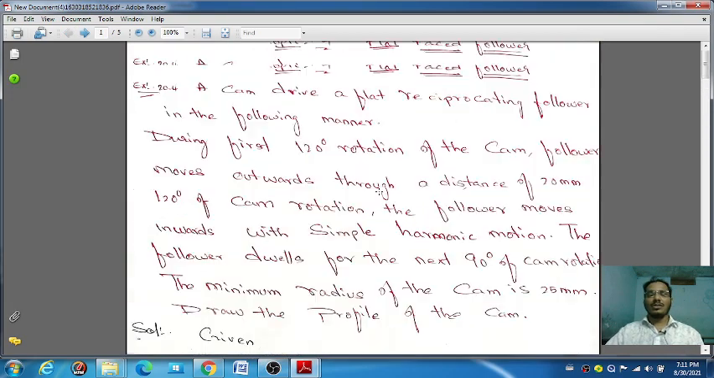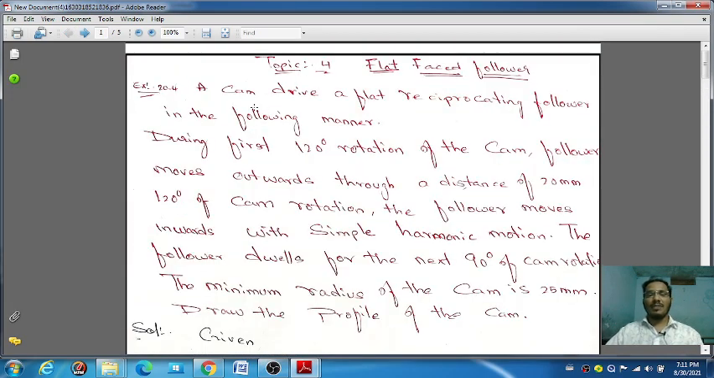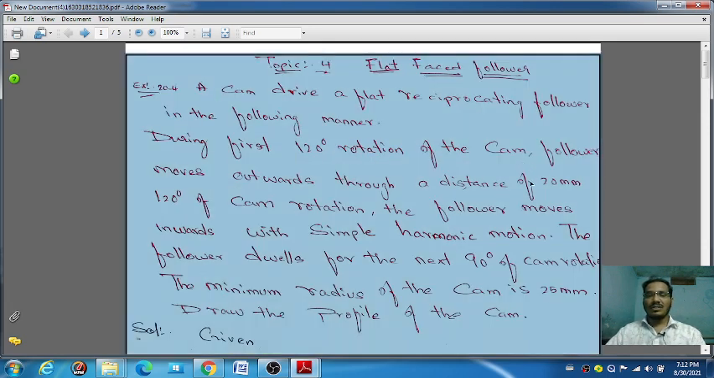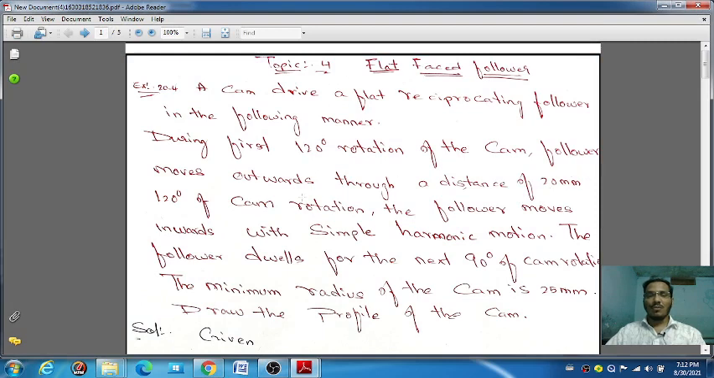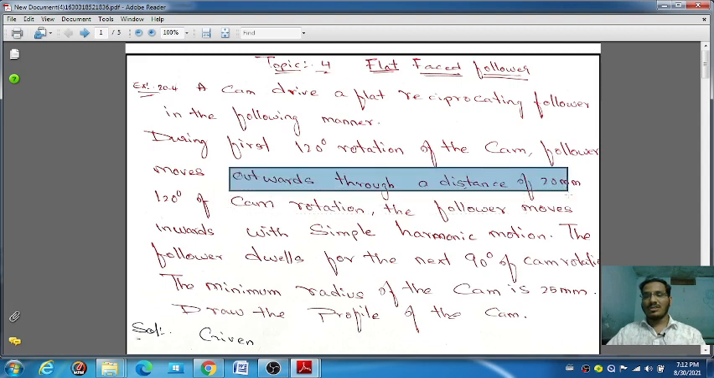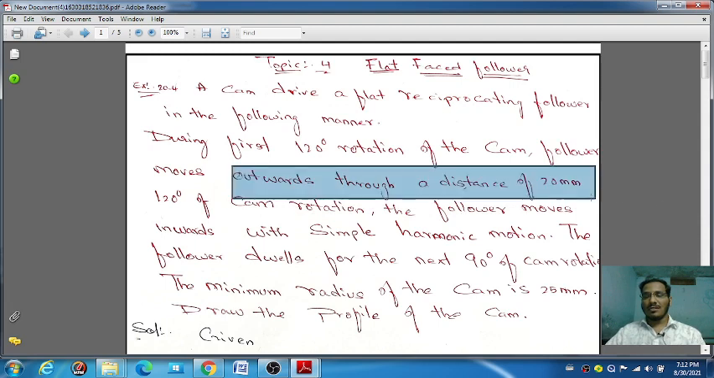So I am explaining the problem. A cam drives a flat reciprocating follower in the following manner: during the first 120 degrees of rotation, this is the outstroke, the follower moves outward through a distance of 20 mm. 20 mm is the height of the follower.